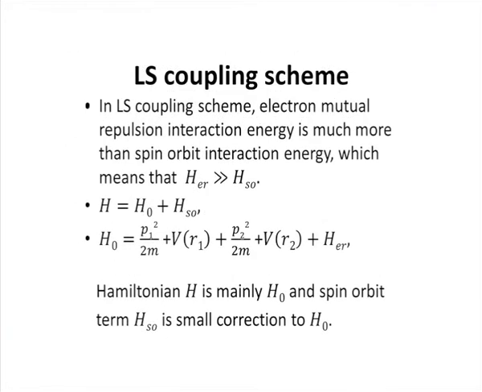Now, what is there in LS coupling scheme? In LS coupling scheme, electron mutual repulsion energy is much more than spin orbit interaction energy, which means HER is much more than HSO. So, the larger part is H0, that is H is equal to H0 plus HSO, and H0 contains kinetic and potential of 1 and 2, and HER, the electron repulsion energy. So, HSO is a small contribution over and above H0.